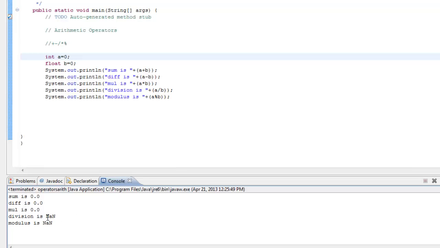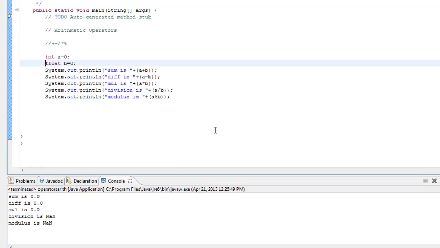So 0 divided by 0 comes out to be not a number in floating point, whereas in case it is an integer division, it will come out to be an exception, which is arithmetic exception, divide by 0, as you can see. So integer division and floating point division, they differ. So in case the denominator is integer and comes out to be 0, there is an exception. In case the denominator is 0 and the data type is floating point, you will get infinity as the output.